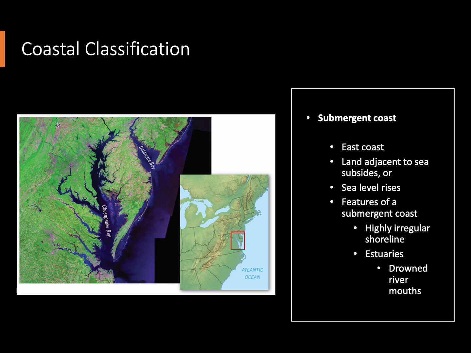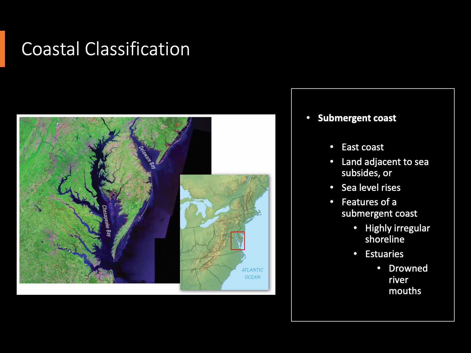Starting off with our submergent coast, again, these are the ones along the east coast of the United States. Here it's going to look like the land is either sinking or the water is rising. So this submergent coast happens when the land itself is sinking or subsiding into the water, or we're seeing that the water is rising and submerging the land around it.